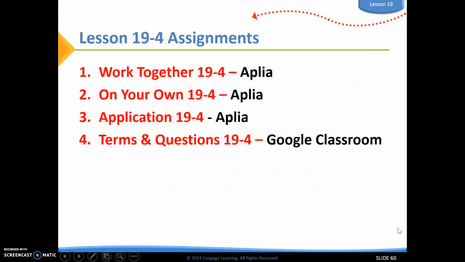With all that being said and done, we are going to move on to our 19.4 work together and do some calculating of the sale of plant assets.